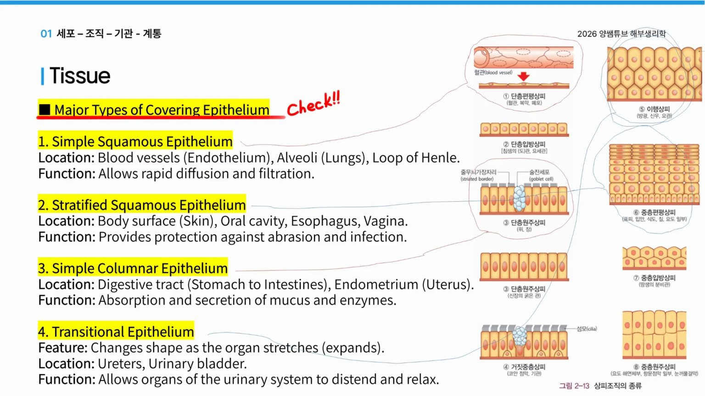Second is the stratified squamous epithelium. Unlike the simple type, this has multiple layers, providing strong protection against abrasion and infection. This is why it covers our body surface, skin, oral cavity, esophagus, and vagina.